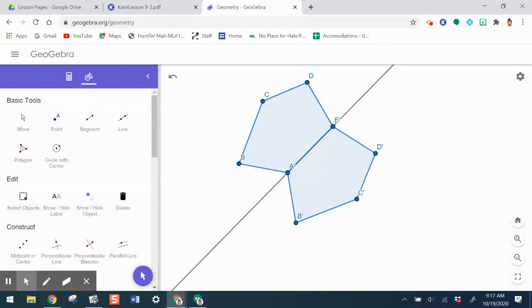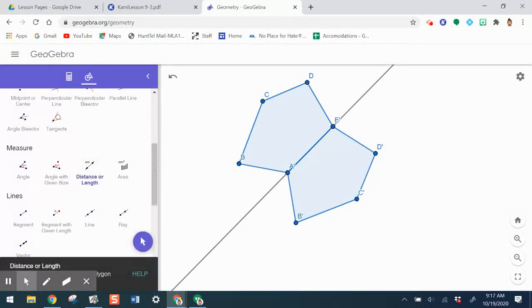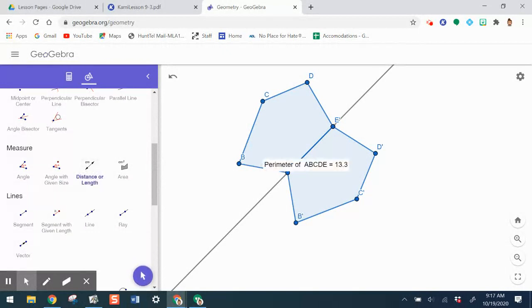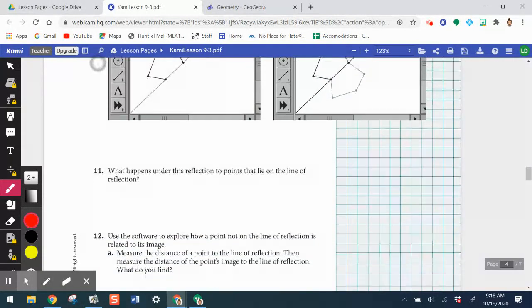Just to show you that it is a rigid motion, I'm going to go ahead and measure a couple things. So I'm going to find the distance from A to B. Oh, that gave me the perimeter. So the distance from B to A is 2.4. So from A prime to B prime should also be 2.4. And we see the distance is preserved between these points because it is in fact a rigid motion. So let's turn back to our page here and see what kind of questions they have for us.